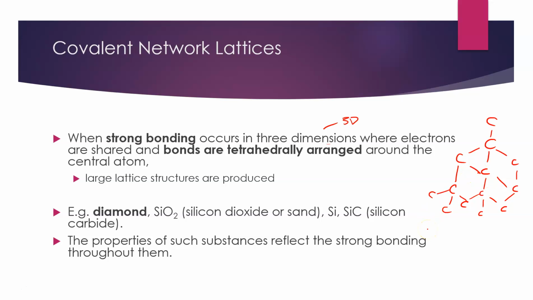Okay, so we form a large lattice arrangement. Diamond will do this, which is our allotrope of carbon. There are other examples such as silicon, silicon dioxide, and silicon carbide. And if you pay attention to the periodic table, you'll see that silicon is right under carbon on the periodic table, which is why it has such similar properties, because they're very close in the way that they behave.